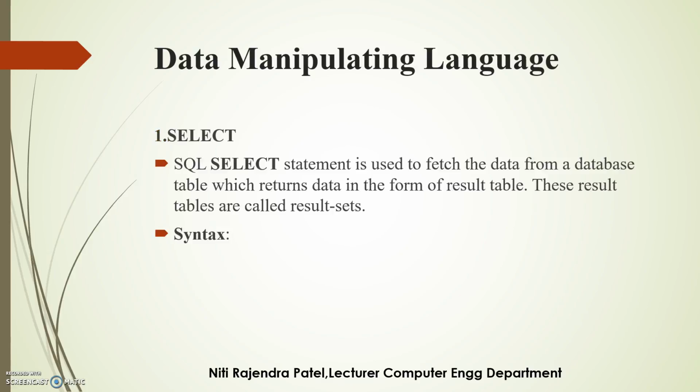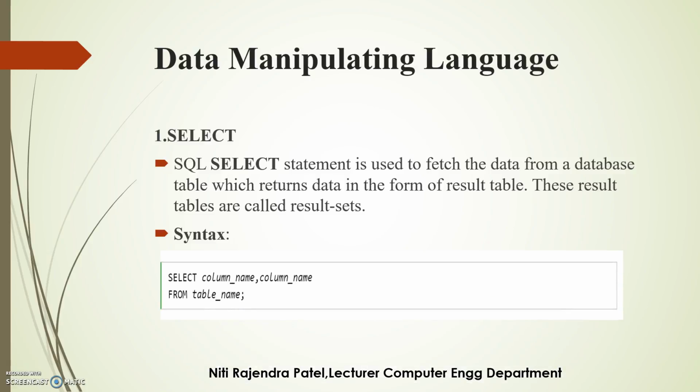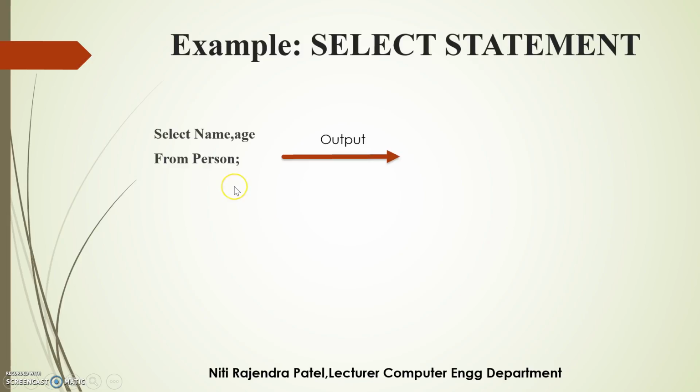The select command is used to fetch the data from the database table. The table which is retrieved from the database is either the result table or the result set. The syntax for writing the select command is select column name from table. Let us look into the example of a select command.